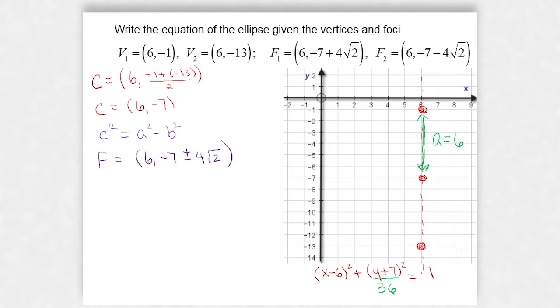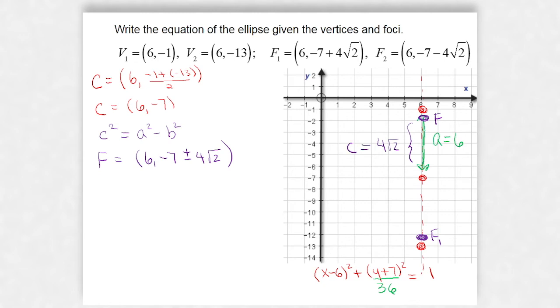What is 4 square root of 2 approximately? It's about 5.7. So it's a little more than 5 units up from -7, maybe here, and a little more than 5 units down from -7, about here. There are the foci right there. The point I'm trying to make is that x equaling 6 makes sense, since it's along that vertical line. But to find the foci, this distance here I can see is 4 square root of 2. That's my c.